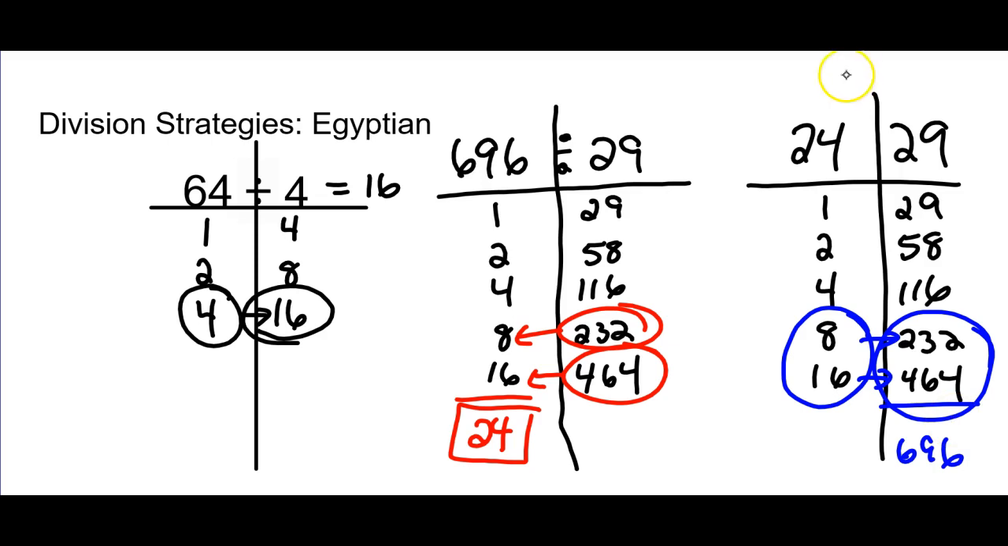So looking at how to multiply using the Egyptian method and how to divide gives some clue as to why it works and why we do each method a little bit different, but they're pretty close to being the same there.